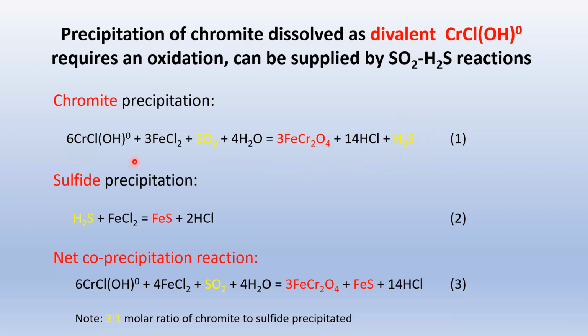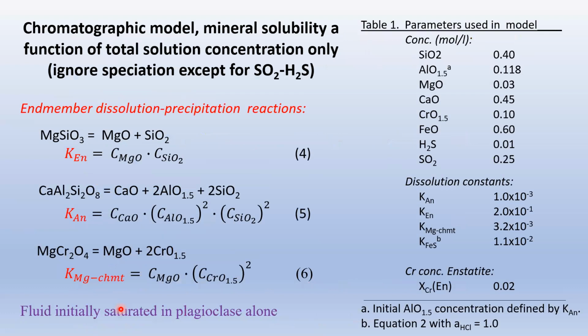So our chrome is oxidized, our sulfur is reduced. If you now have that reduced sulfur, that can be combined also with some iron to precipitate sulfide. So you get a net precipitation reaction of chrome in solution, iron in solution, some sulfur dioxide forms both chromite and sulfide together, okay? And this precipitation occurs at a 3-to-1 molar ratio. That is, you get chromite with some sulfide in it. You don't get a sulfide-rich layer that has a little bit of chromite in it, okay?